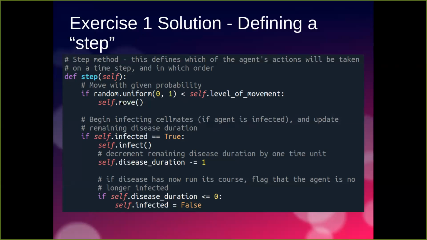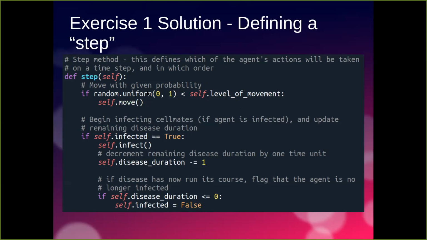And then the first thing we need to do: am I going to move? I'm going to use the same structure as I had before. I'm going to use the uniform distribution, randomly select a number from this, and then check it against my threshold. In this case, we set up a threshold called level of movement, which is the probability that they will move on any given time step. So if our level of movement is 50%, for example, then if the number is between 0 and 0.5, it will move.